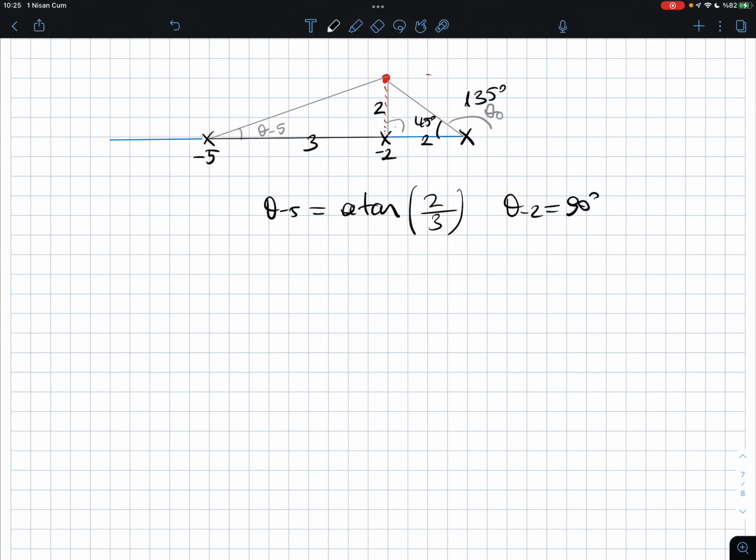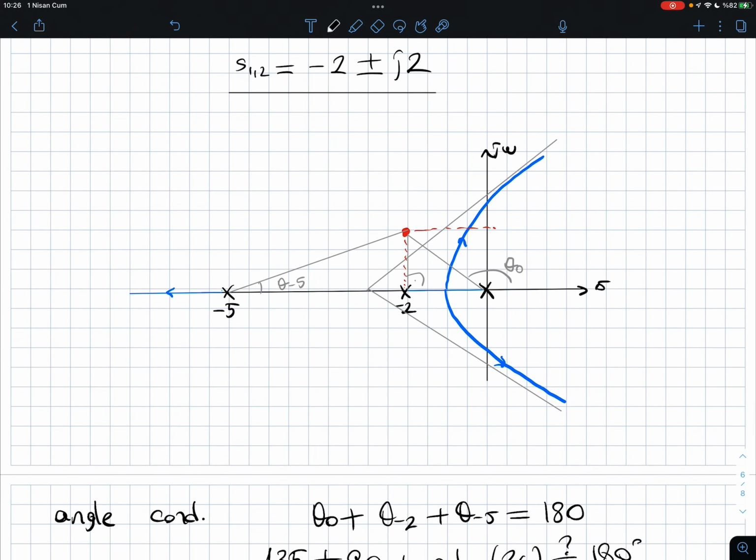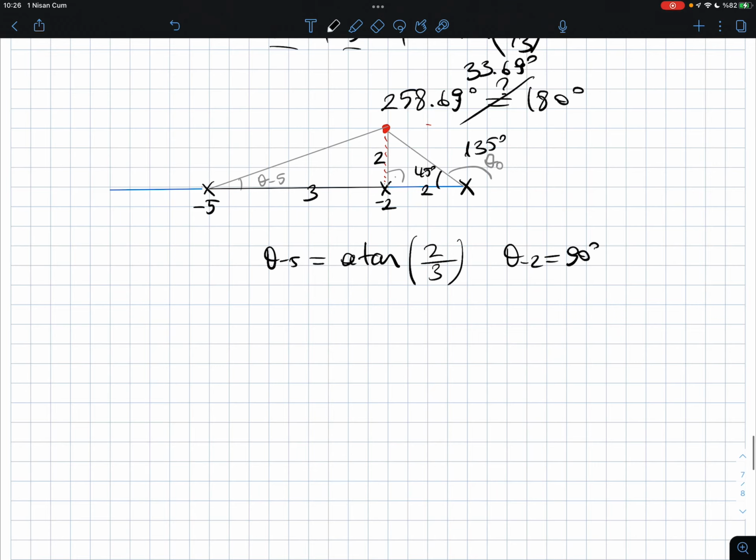Therefore, we see that the left-hand side is 258.69 degrees and 180 degrees. Therefore, the angle condition is not satisfied. It is greater than 180 degrees, which was basically obvious with the first two terms here, but still. Now, it seems like my sketch was not that bad, because we've seen that according to the sketch, this point is not on the root locus. And in fact, it is not on the root locus.